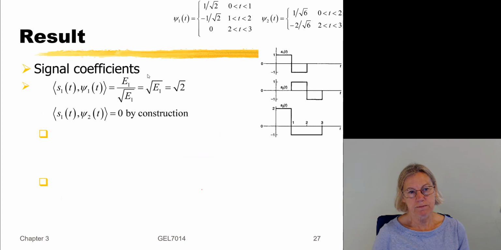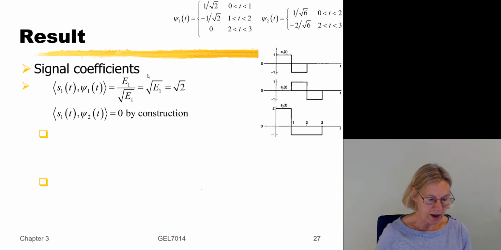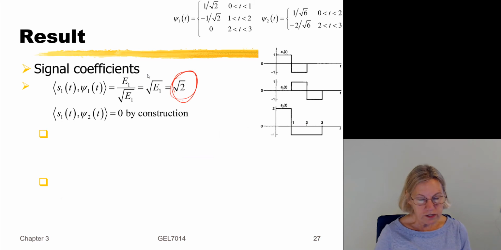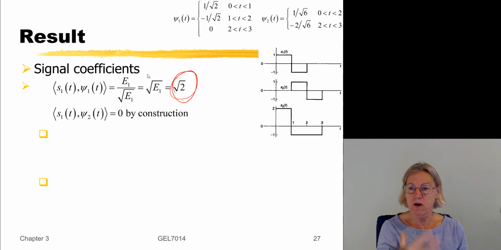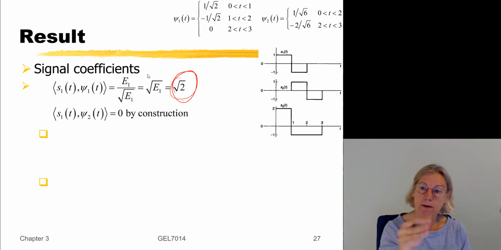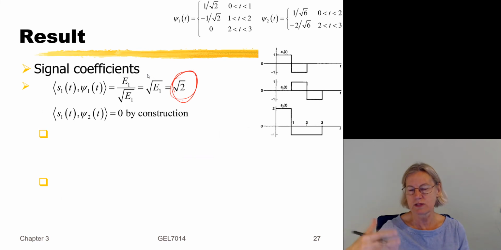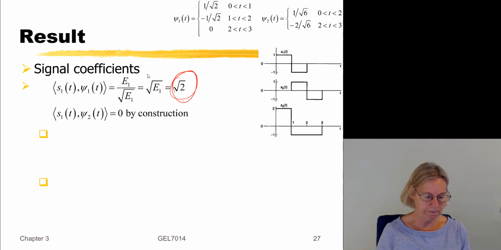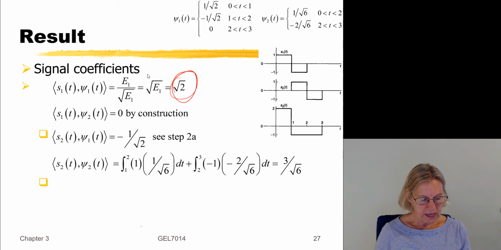So for instance, S1 inner product with C1 gave us square root of 2. And of course, by construction, S1 is orthogonal to all of the other basis vectors. Always will be. If you use a Schmidt process, S1 will have a number and then all zeros. S2 will have a number, and then all zeros. By construction, that's what this approach is doing. The inner product of S2 with C1 we found in our step previously. We know what that coefficient is.